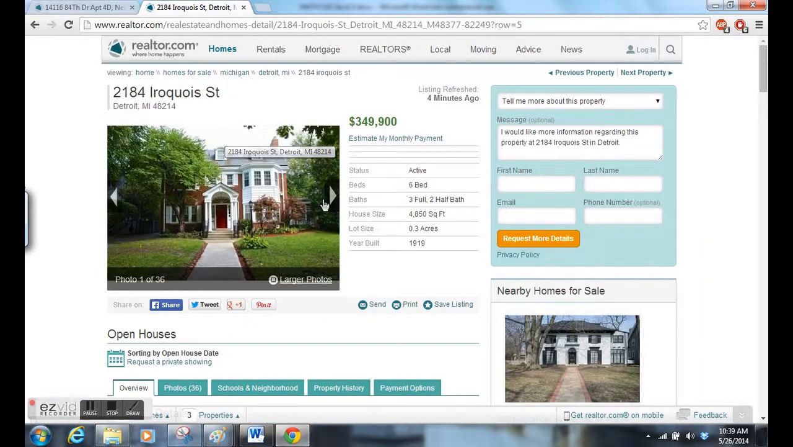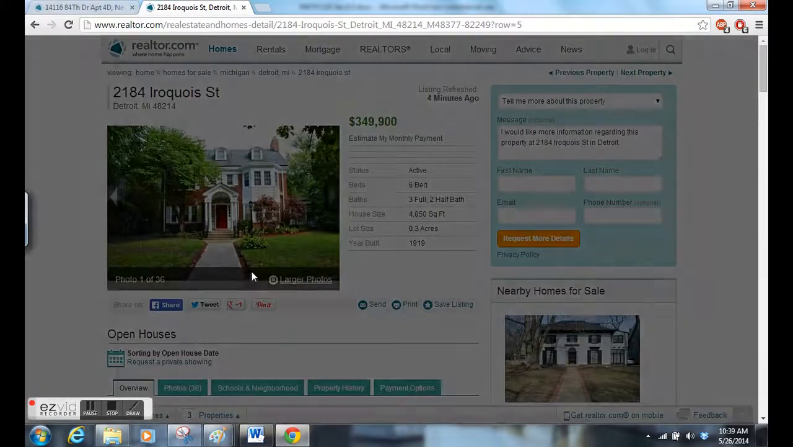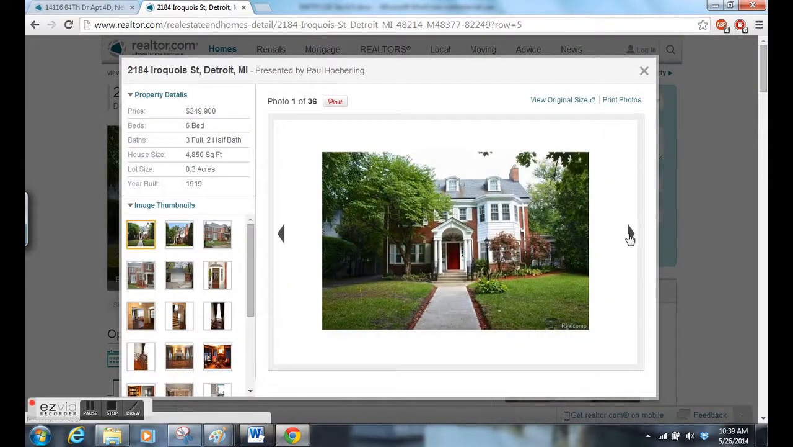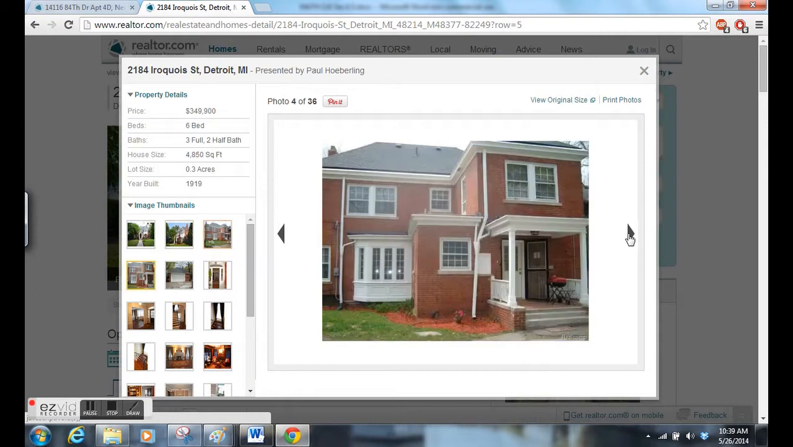Well, if you're in Detroit, you can buy this house. It is a 6-bedroom, 3 full baths, 2 half baths. You get 4,800 square feet in this lovely house in Detroit. Isn't that pretty? Okay, but suppose you didn't want to live in Detroit.